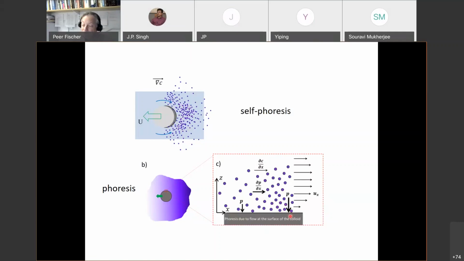It can be an attractive one. It can be one that is maybe repulsive, but because there are more reaction products here, there is a difference in concentration. Therefore, there's a difference in the interaction. And that means if there are interactions with the surface, there is a tangential pressure difference, which causes the tangential flow. And because there is a tangential flow, the fluid moves along the surface of this activated colloid.